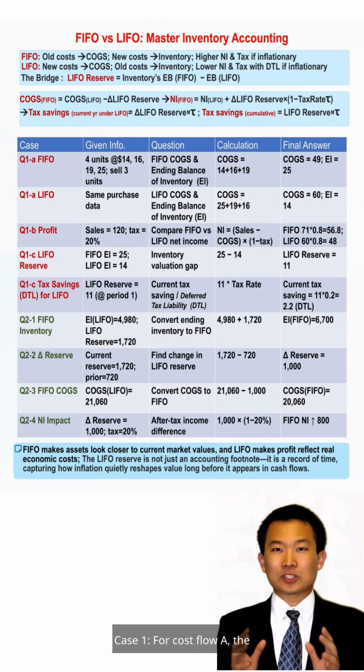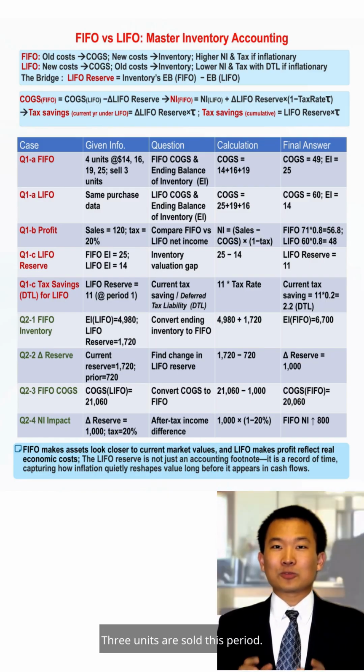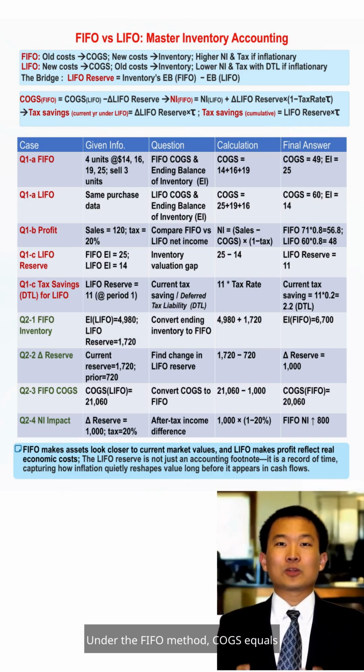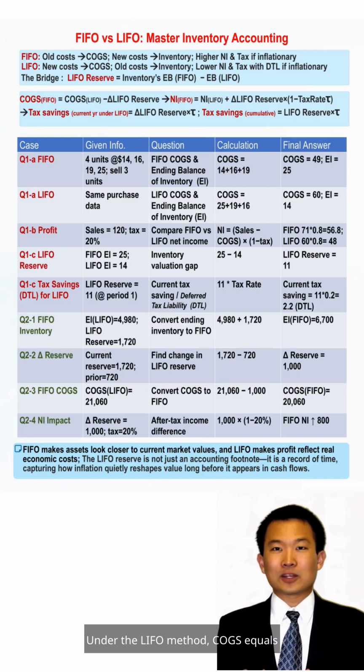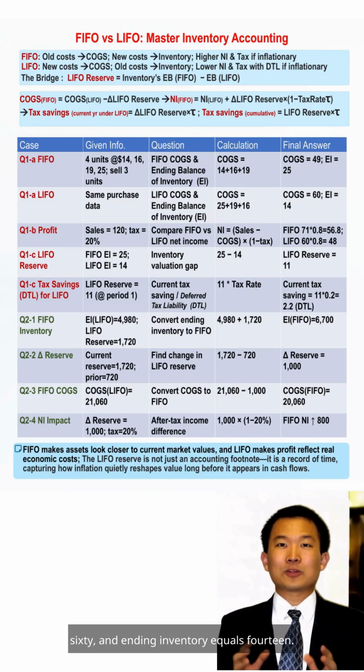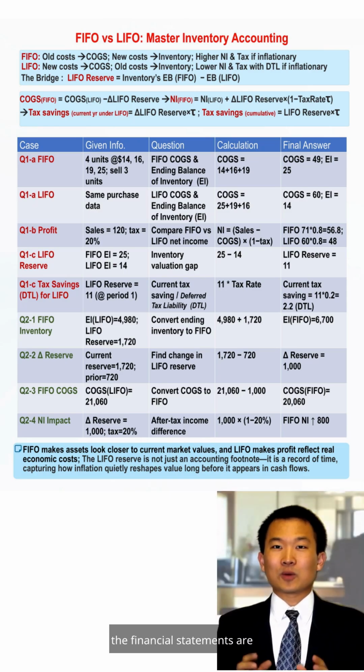Case 1. For cost flow A, the inventory purchase costs are 14, 16, 19, and 25 in order. 3 units are sold this period. Under the FIFO method, COGS equals 49 and ending inventory equals 25. Under the LIFO method, COGS equals 60 and ending inventory equals 14. The sales are exactly the same, but the financial statements are already different.